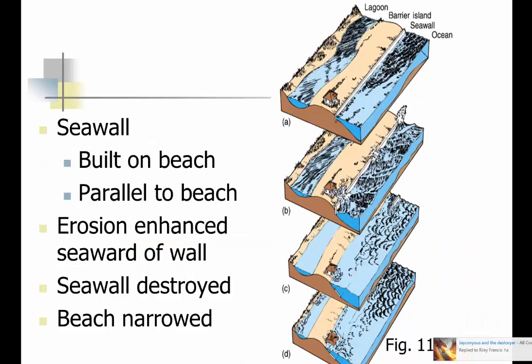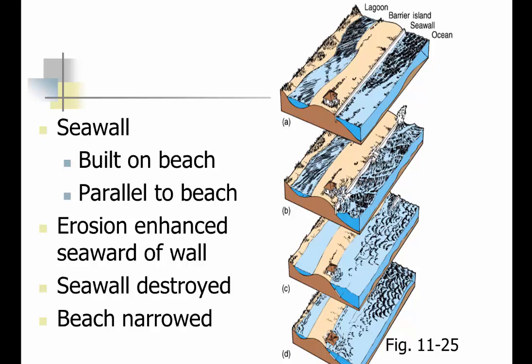We can put seawalls up to protect, like in this case, barrier islands, or we can do that for other things. Built on the beach, they're parallel to the beach, and we can see this barrier island with this house. There's the lagoon. Here's the mainland. That's an inland waterway. Here's the ocean.